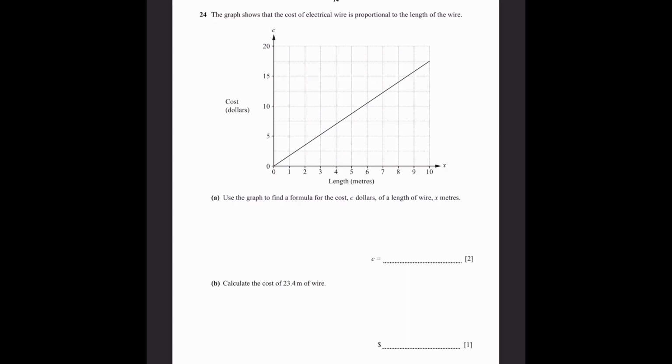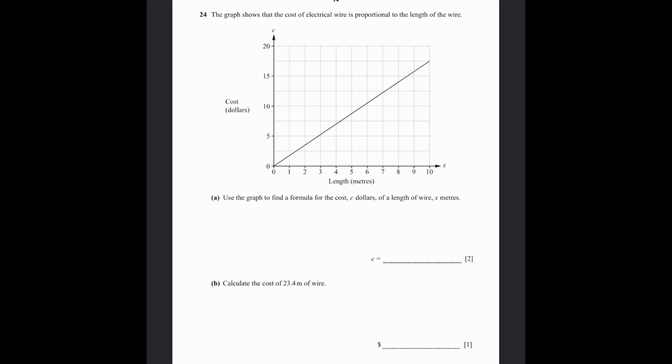Question 24. The graph shows that the cost of electrical wire is proportional to the length of the wire. A. Use the graph to find the formula for the cost, C dollars, of a length of wire, X meters. We have the graph showing that when X is 10, the cost is in the middle of $15 and $20, which is $17.5.